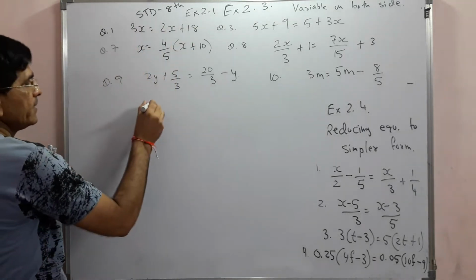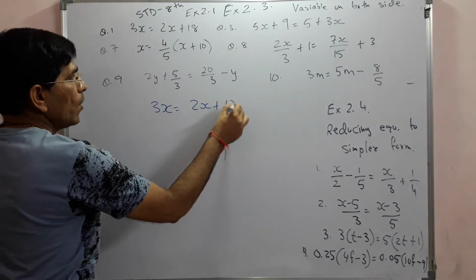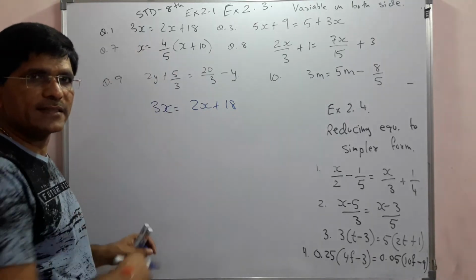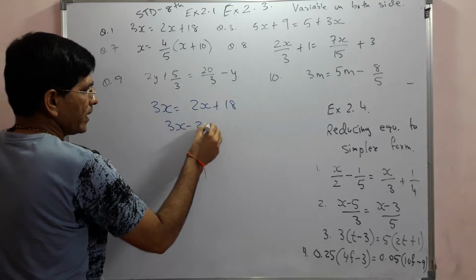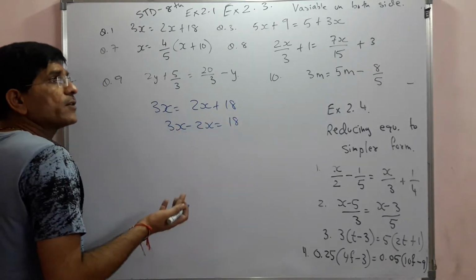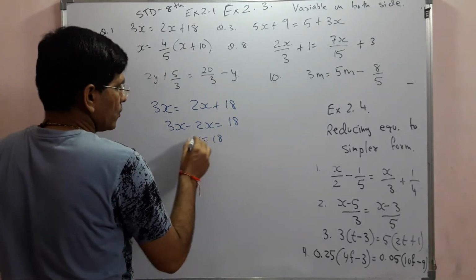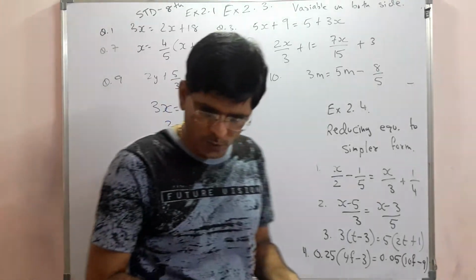You will see that 3x is equal to 2x plus 18. Now, what is our concept? We have to shift every variable to the left hand side. So 3x minus 2x is equal to 18. So 3 minus 2, the difference of signs means subtraction, so x is equal to 18. This is a very easy sum. It will be asked only as a 1 mark question or MCQ.